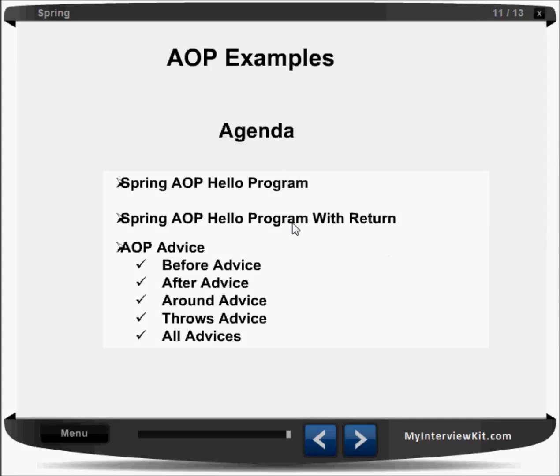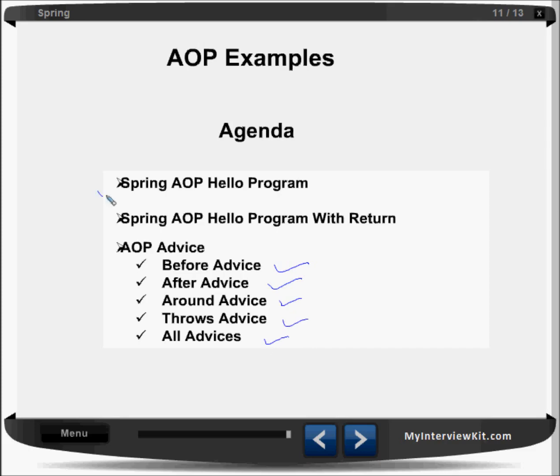Hi guys, let us understand AOP examples. We'll see some of the programs related to AOP. In that, we'll see how to use a hello program with AOP and how we can use it with return. And we'll also see the AOP advice. So we'll see all these five advices here, like before and after and around and then throws, and all advices, right?